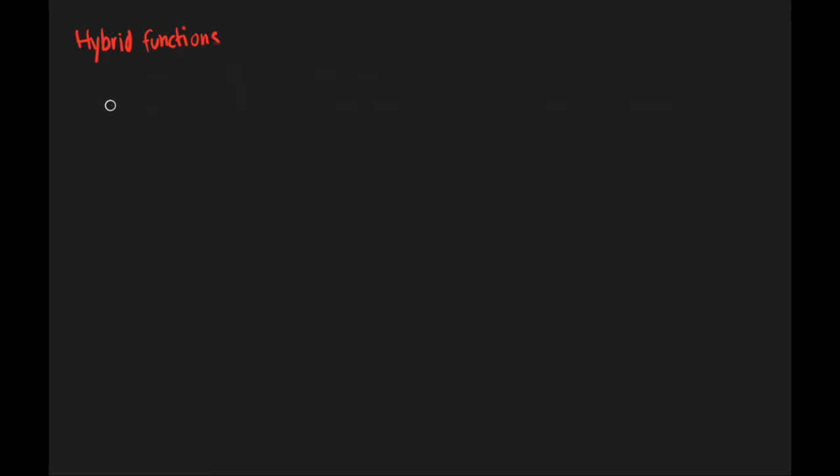Okay, in this video we're going to talk about another interesting way you can combine functions called hybrid functions. A hybrid function is a combination of two or more functions. I'll write that down. It's a combination of two or more functions, and these will usually be simple functions that you're familiar with.